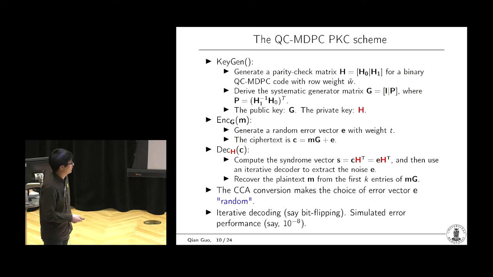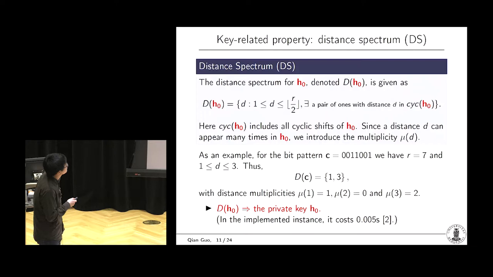If we want to do an attack, we introduce a key-related property called distance spectrum. Here, distance spectrum is just for distance. If there exists a pair of ones with distance d in this, then d is in the distance spectrum. Otherwise, it's not in the distance spectrum. This includes all cyclic shifts of its zero, and because one distance can appear many times, we include the multiplicity. For instance, this pattern, the length is 7, so we have three possible distances. We have the pattern 1, 1 once, and we have pattern 1, 0, 0, 1 twice, so this is 1, this is 2, but we don't have 1, 0, 1, so this is 0.